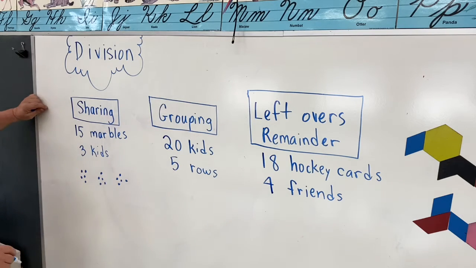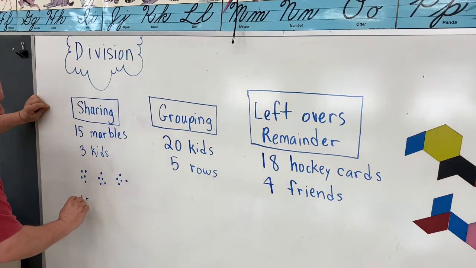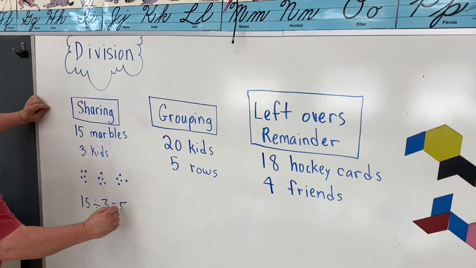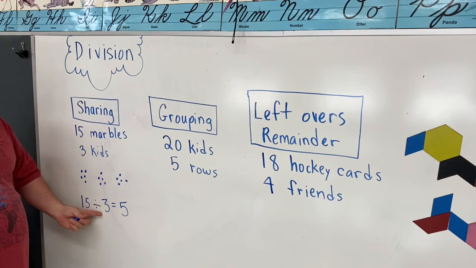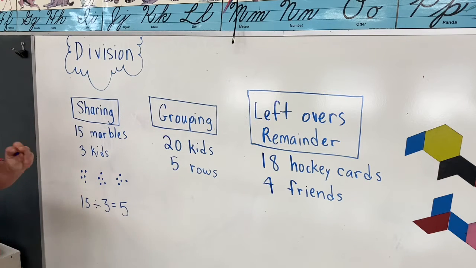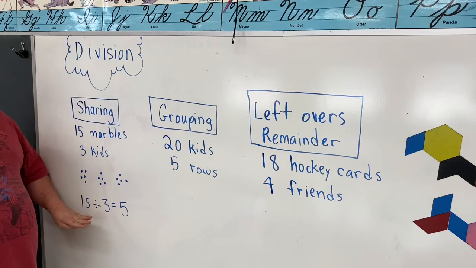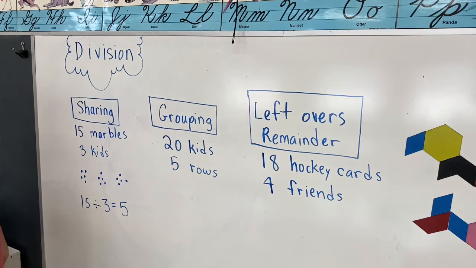The division question would look like this. 15 marbles divided by 3 equals 5. Sometimes people get scared when they see this new symbol because it looks like some fancy math. But it's okay. It just means sharing or grouping.